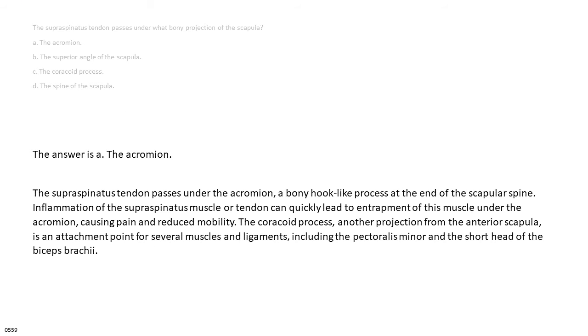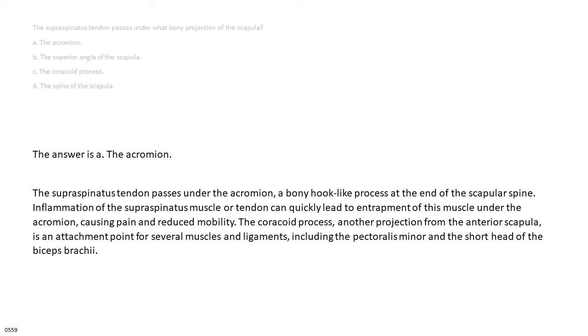The answer is A. The acromion. The supraspinatus tendon passes under the acromion, a bony hook-like process at the end of the scapular spine. Inflammation of the supraspinatus muscle or tendon can quickly lead to entrapment of this muscle under the acromion, causing pain and reduced mobility.